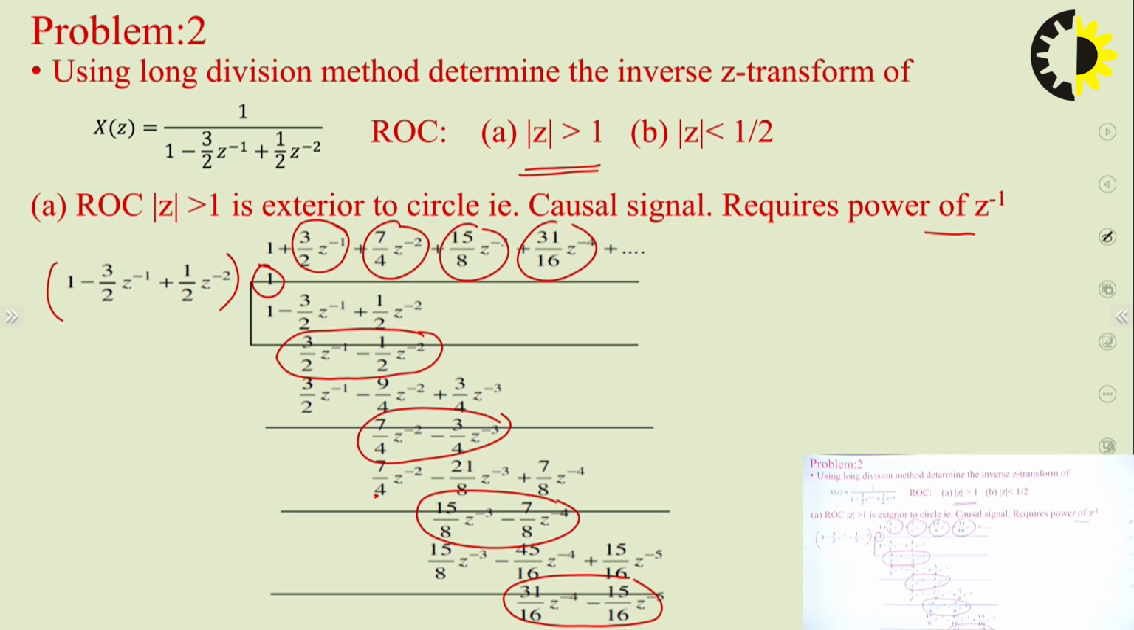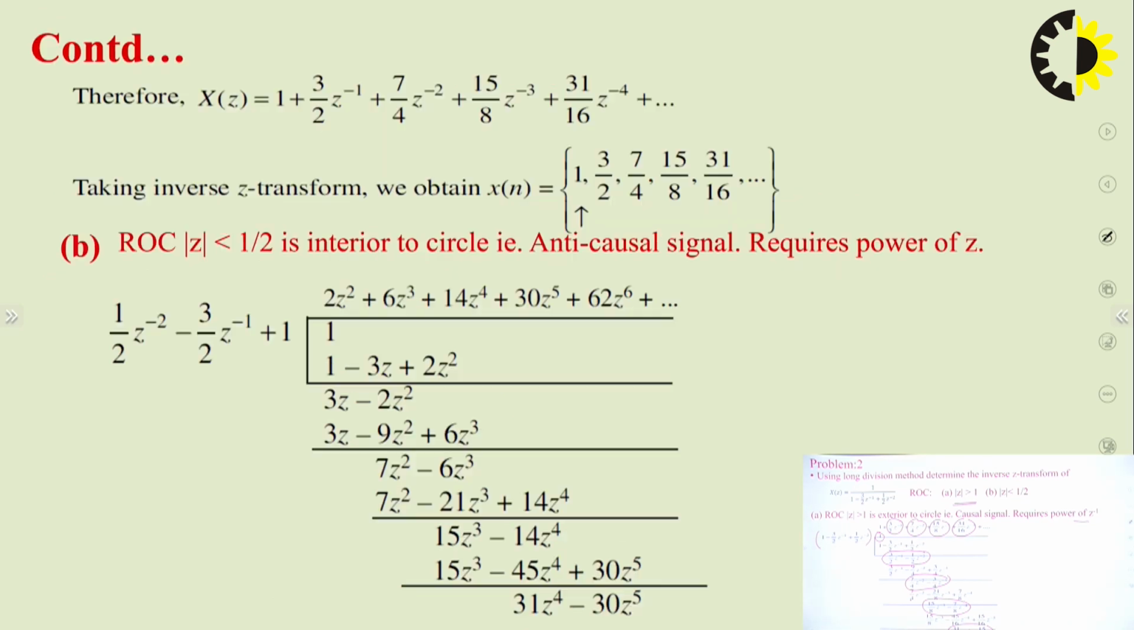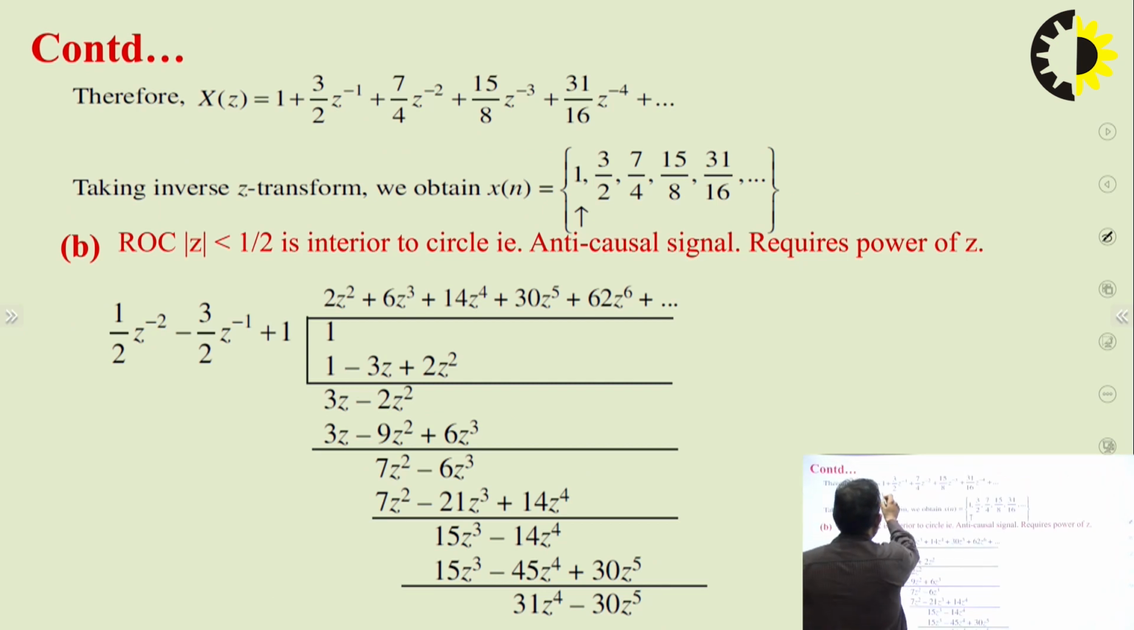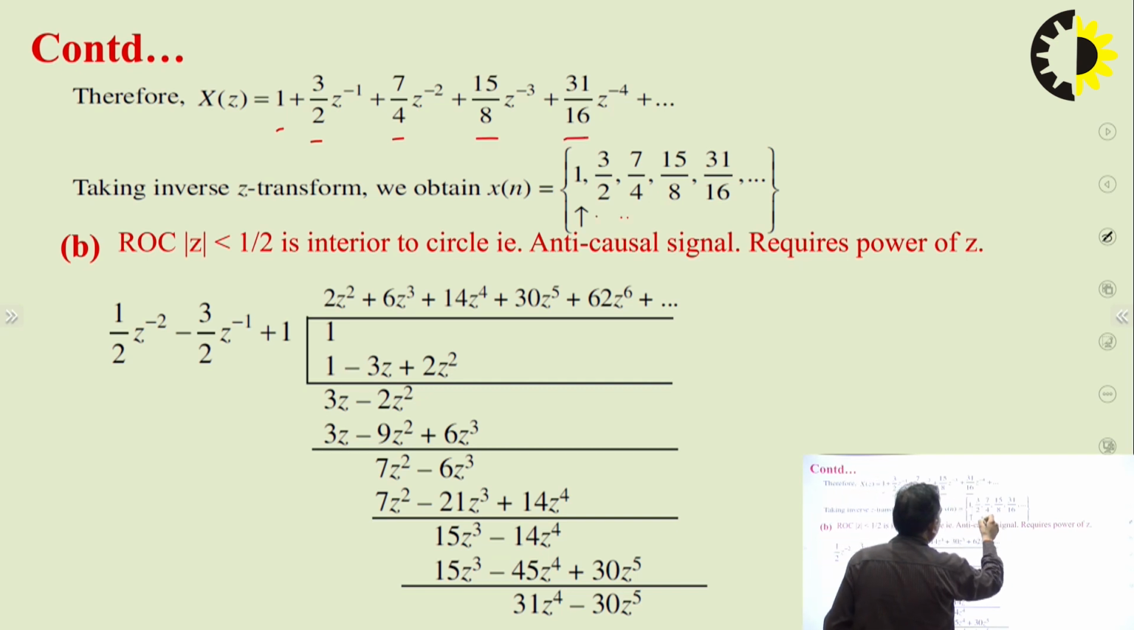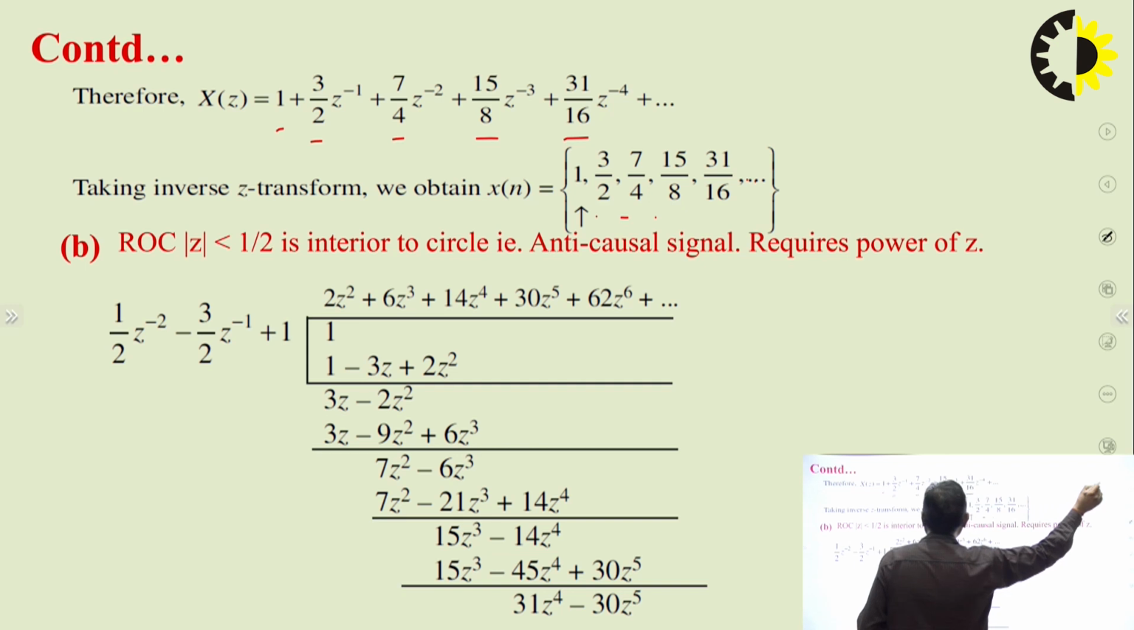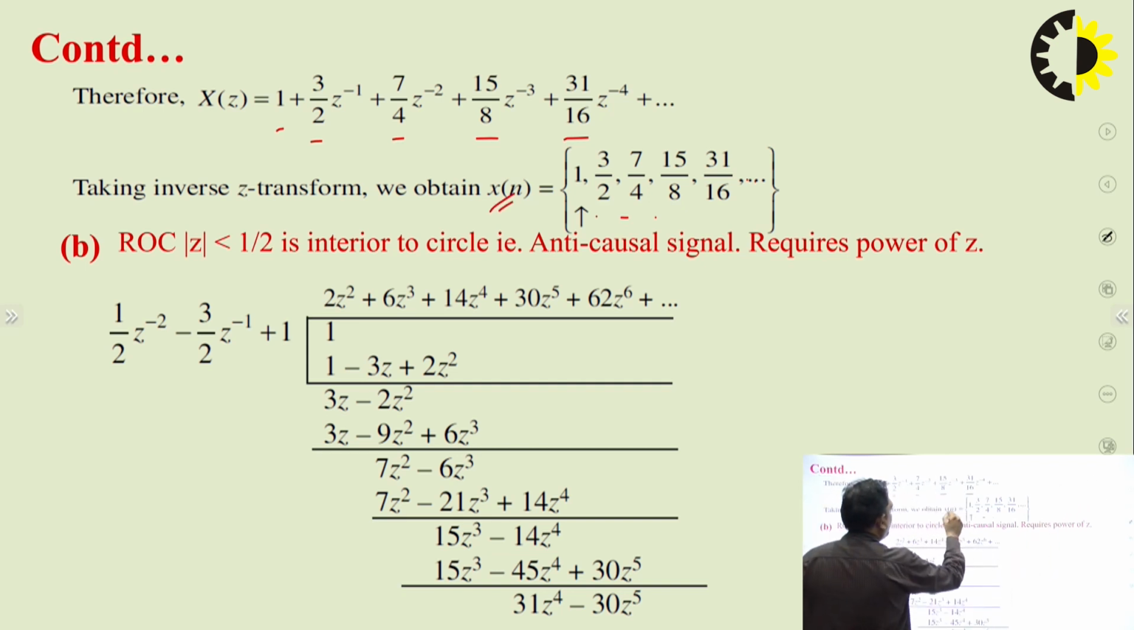Based on these values, we can define our signal because it is a causal signal. So X(z) is this, and x[n] will become 1, 3 by 2, 7 by 4, 15 by 8, 31 by 16, and you have to put dot dot dot at the end. So this is our sequence.